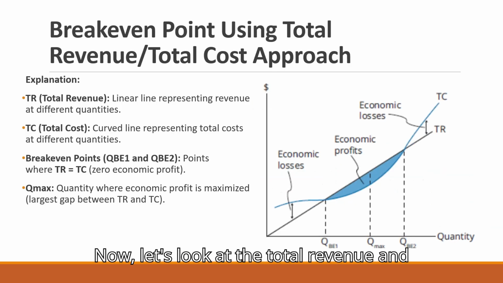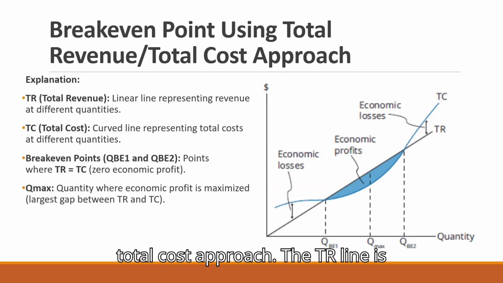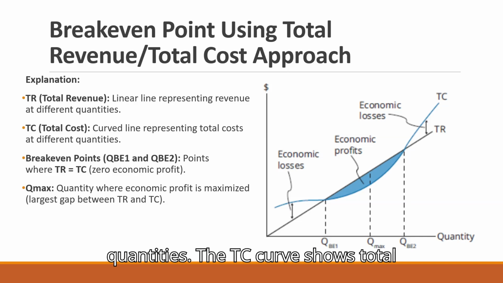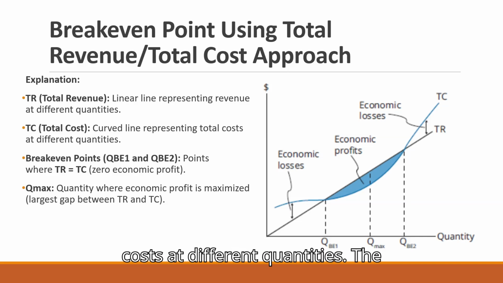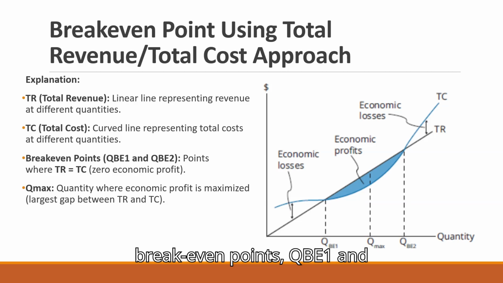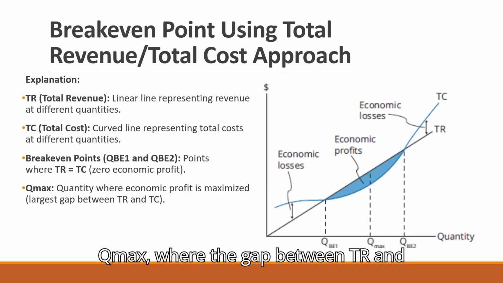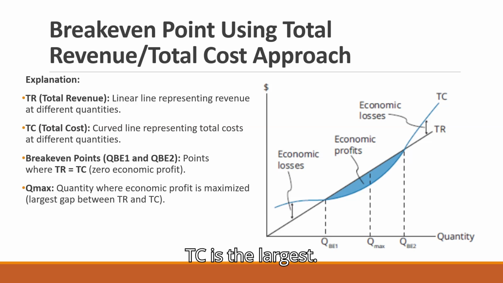Now, let's look at the total revenue and total cost approach. The TR line is linear, representing revenue at different quantities. The TC curve shows total costs at different quantities. The break-even points, QBE1 and QBE2, are where TR equals TC. The firm maximizes profit at Qmax, where the gap between TR and TC is the largest.